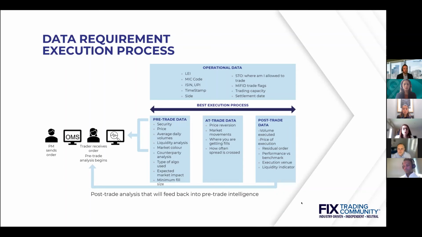To ensure that you can obtain that best execution, it has become a process. You need to access accurate data at three different stages: the pre-trade stage, the at-trade, and the post-trade. The post-trade information that you get can be fed back into your pre-trade intelligence, and then you can decide to adjust your broker selection or your execution strategy based on that.